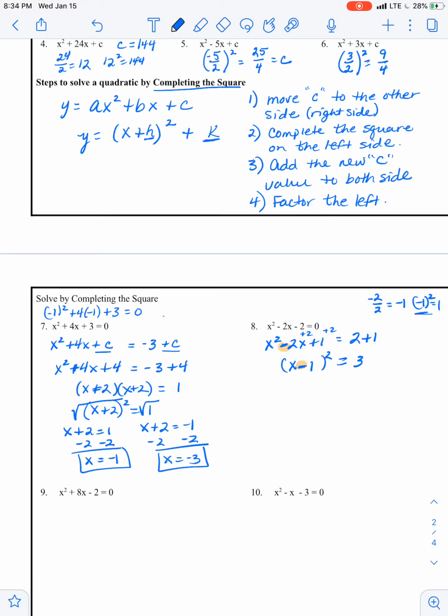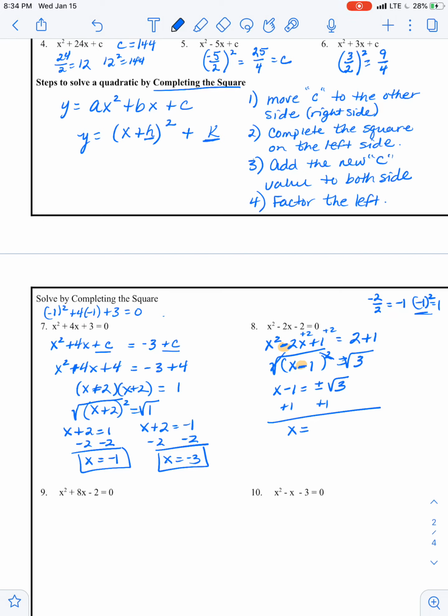Now I can do the square root method. So I'm going to take the square root of both sides. This is going to give me x minus 1 because square and square root cancel, equals plus or minus, that's always both, the square root of 3. I'm going to move the 1 over. X equals. Now, you cannot take the whole number 1 and the square root of 3 and actually put them together unless you put the square root of 3 in the calculator and got a decimal value.